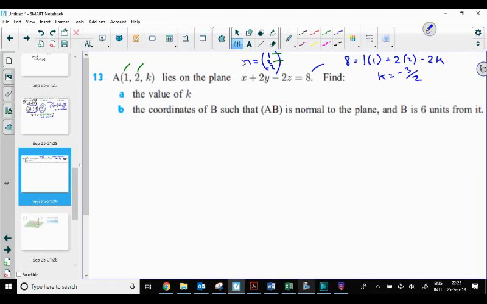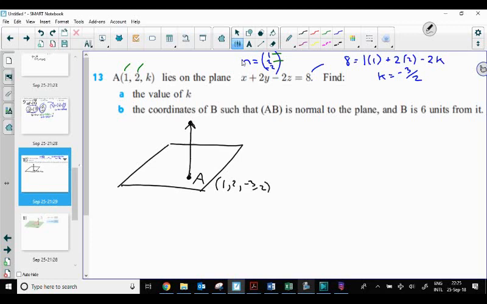Then, part B, finding the coordinates of B so that AB is normal to the plane and B is 6 units away. So, first of all, let's get a little sketch here. We've got a plane. We can let this be point A, whose coordinates are now 1, 2, negative 3 halves. And B is hanging out up here. We know the distance is 6.